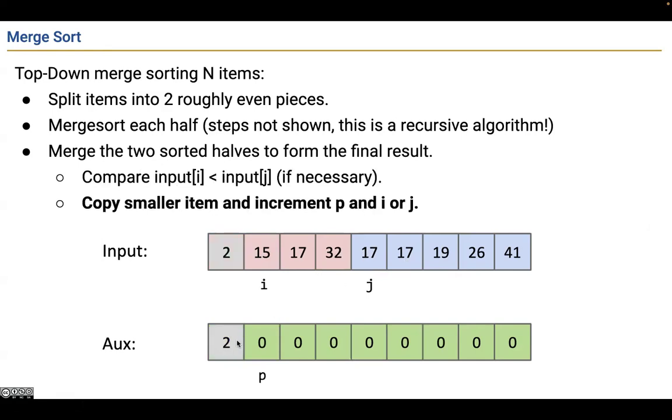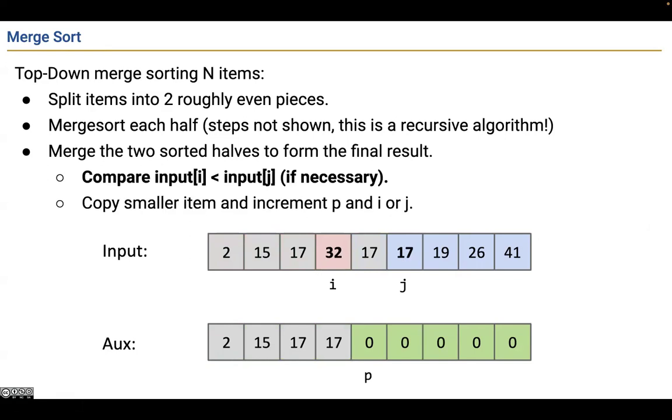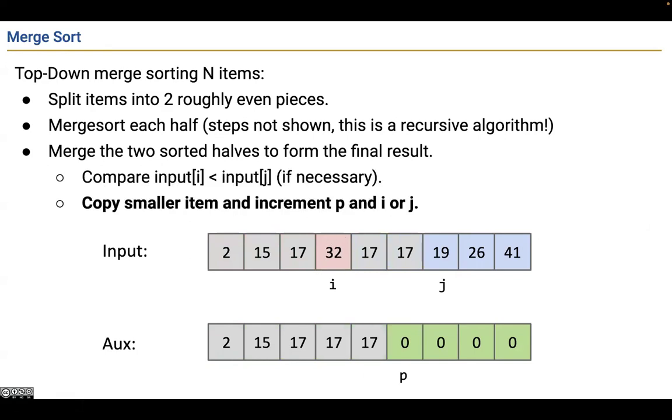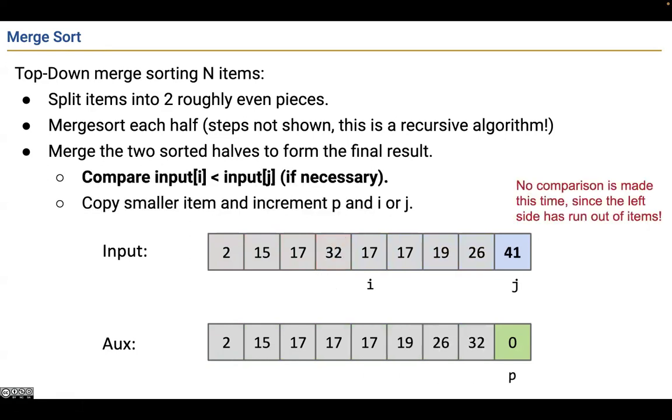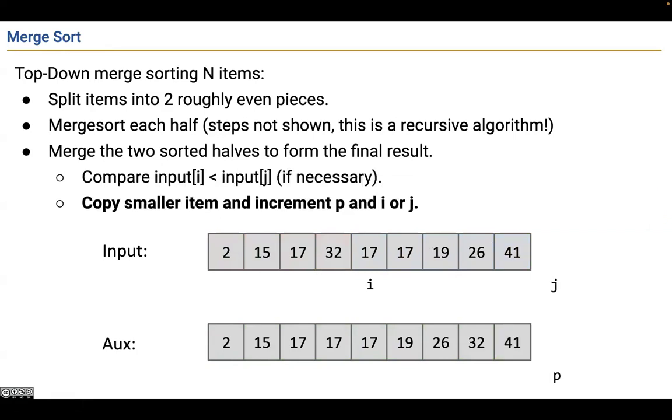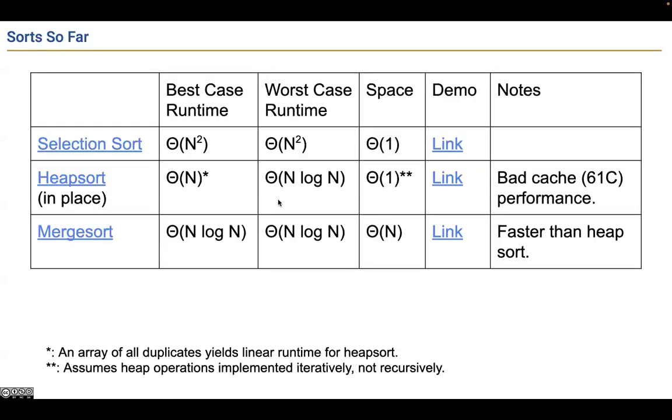2 and 17, I'll copy the 2. 15 and 17, I'll copy the 15, and you get the idea. OK, copy the 17, copy the 19, 26, 32. And since the left array is out of elements, I just copy everything from the right, and I'm done. That's merge sort.